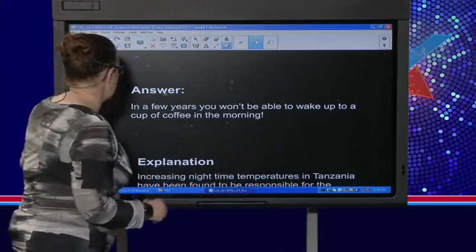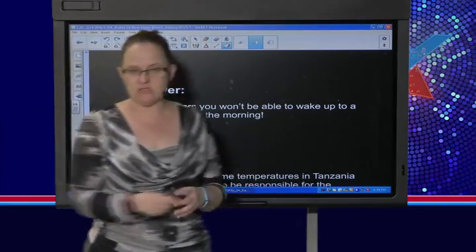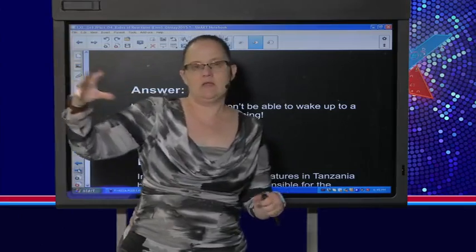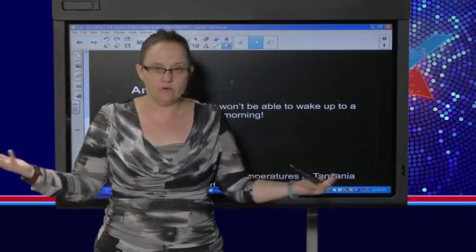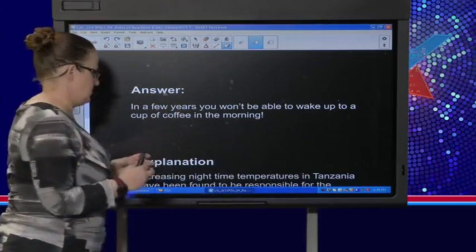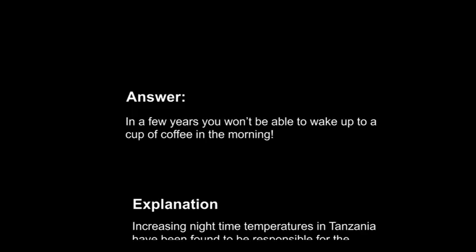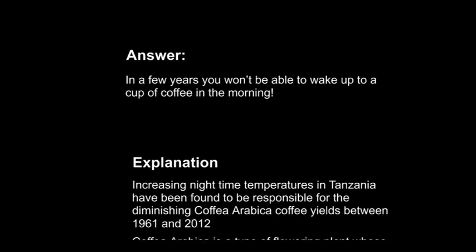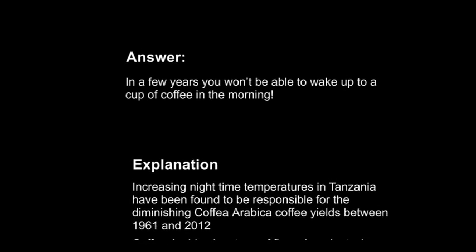And in fact, the one we're using, they use Coffea Arabica, which is Arabica coffee, which we all know, okay? And in fact, ideal growing temperatures are around 15 degrees at night. And in fact, coffee yields in Tanzania have diminished significantly from 1961 to 2012 when they were busy doing the studies.